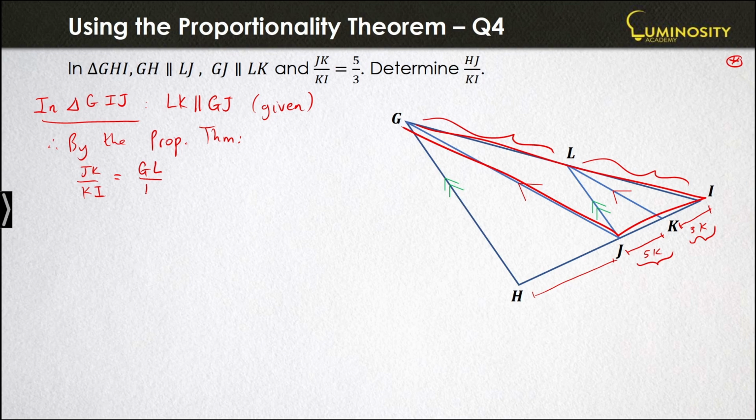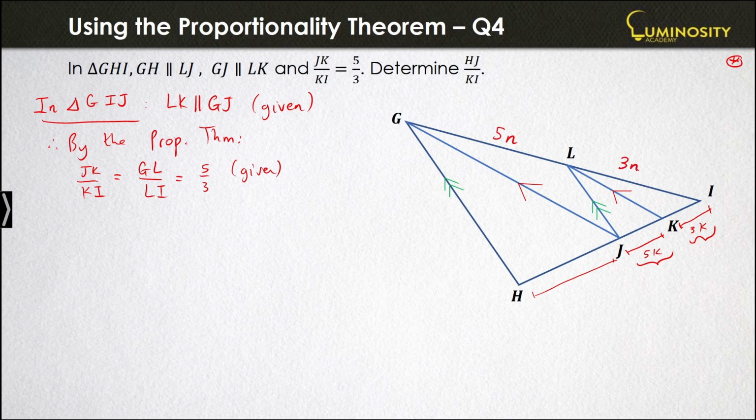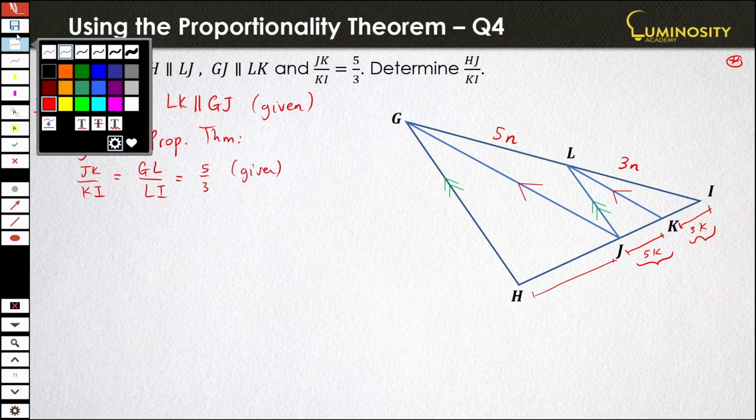GL to LI. But we're given that JK over KI is 5/3. That was given. So therefore I can rewrite, so let's just clean it up here. So I can therefore write this, that GL must be some amount of units, let's call it 5n, and LI we'll call 3n. So when you divide those two ratios, you get 5/3. So that's using that triangle.